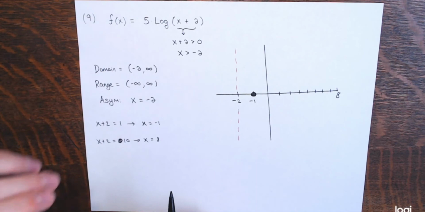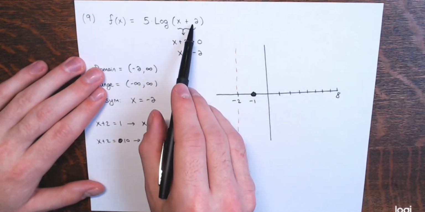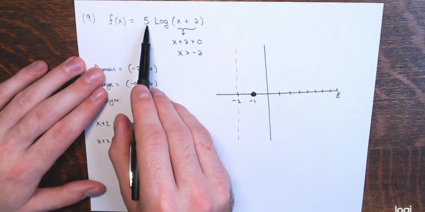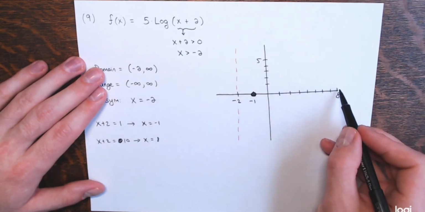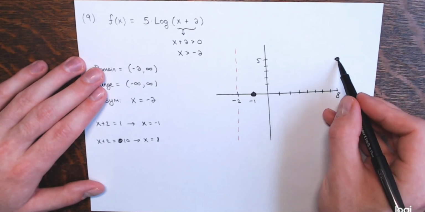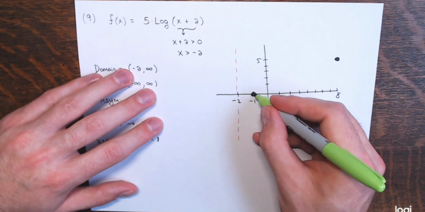And then when you plug in 8, 8 plus 2 is 10. The log of 10 is 1, times 5 is 5. You get an output of 5. 8, 5 would be on this graph. So it's clearly increasing and has an asymptote of x equals negative 2. So something like this.